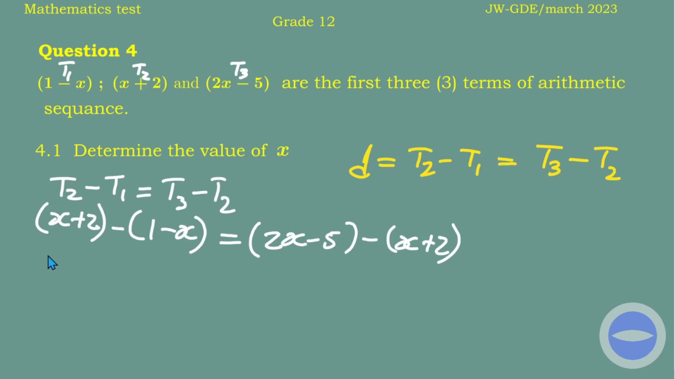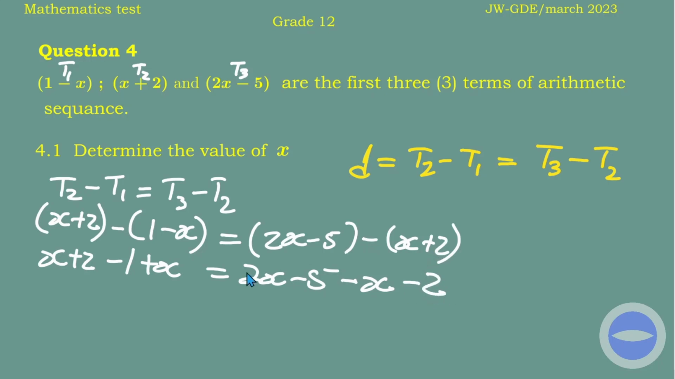So to remove the brackets, we have x plus 2, and here we multiply everything by the negative. Then we are going to have negative multiplied by positive 1, which gives negative 1, then negative multiplied by negative x gives positive x, equals 2x minus 5, and then negative multiplied by positive x gives negative x, and negative multiplied by positive 2 gives negative 2. So from here we add like terms.